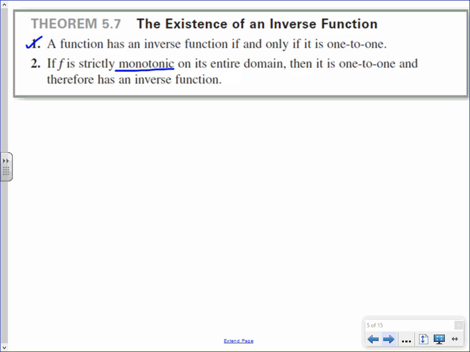Monotonic. Anyone care to try to break that word up for me? Mono. And what does mono usually stand for? One. Okay. Tonic.